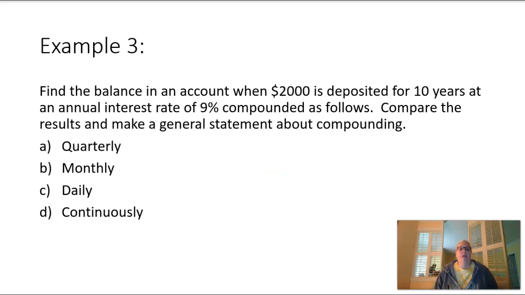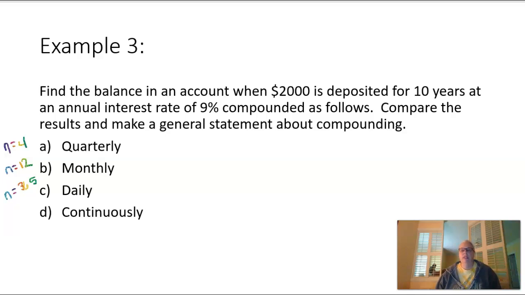Alright, so example 3 here, we want to find the balance in an account when $2,000 is deposited for 10 years at an annual interest rate of 9%, and we're going to compare the results and make a general statement about compounding. Okay, now quarterly means n is going to be equal to 4 because we're going to get interest compounded 4 times a year. Monthly means n is going to be equal to 12 because they're compounding interest 12 times a year. Daily, we're going to use 365. I know this year was a leap year, but we're going to use 365 because interest is compounded daily.